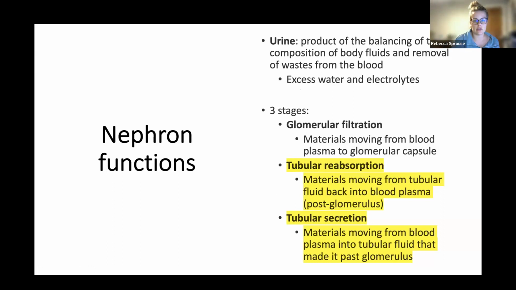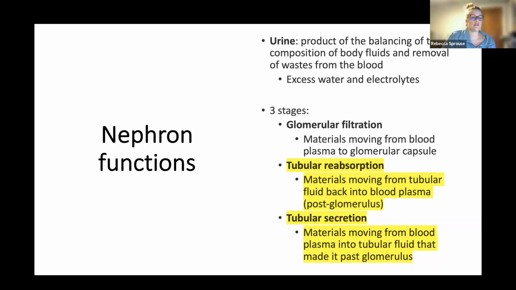So it seems kind of counterintuitive where you have a lot of filtration happening and then we reabsorb a lot of those substances. But ultimately, it's going to depend upon what the body needs, what the cellular requirements are demanding at that time. So materials move from the tubular fluid back into the blood plasma. And it can do that because we have all of those blood vessels intertwining with those tubules. So we have the peritubular capillaries or the vasa recta intertwined with that nephron loop. And so those materials can move very easily back and forth.